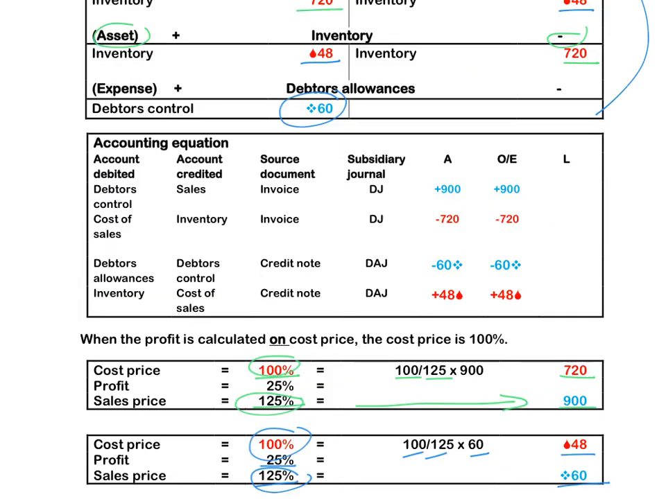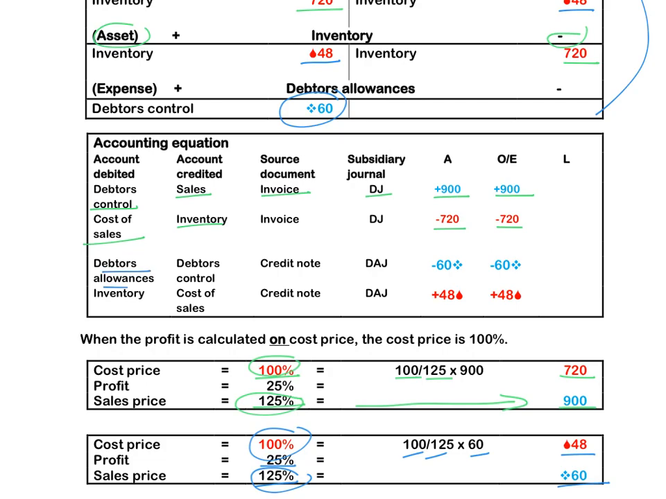In the accounting equation, we will debit debtors control because the assets will increase on the debit side. Credit sales because income will increase profits and equity on the credit side. An invoice was issued and we recorded it in the debtors journal. Cost of sales is debited because the expense decreases equity on the debit side. Inventory asset will decrease on the credit side with 720.